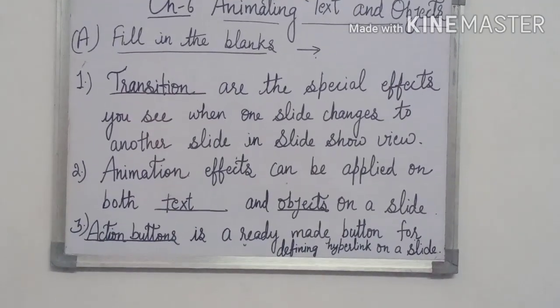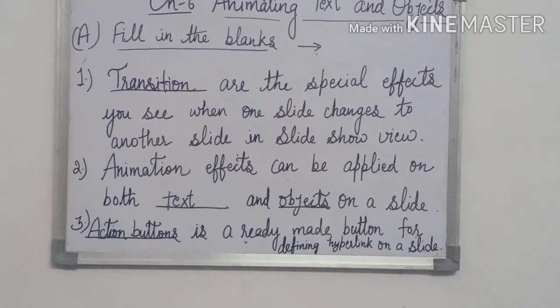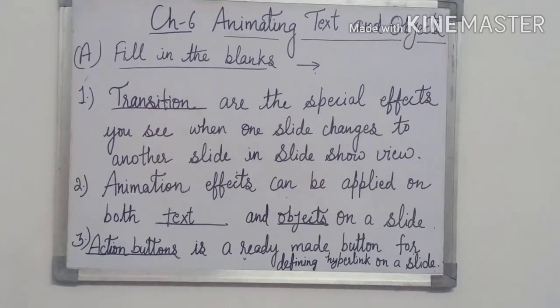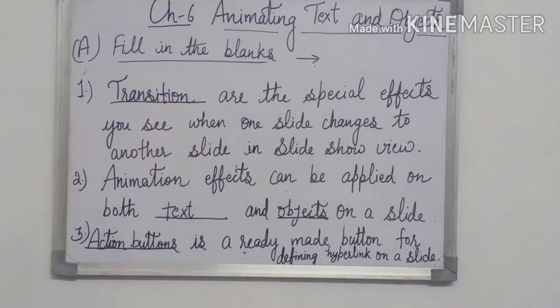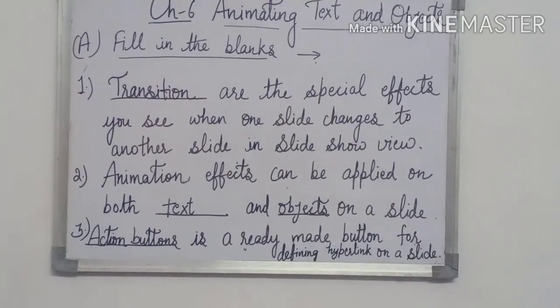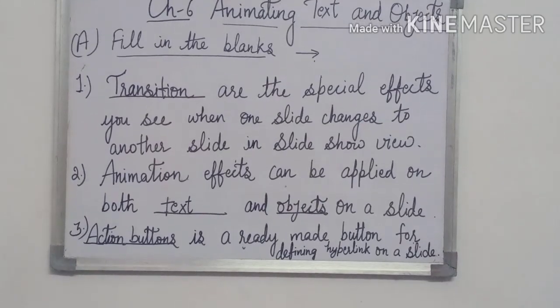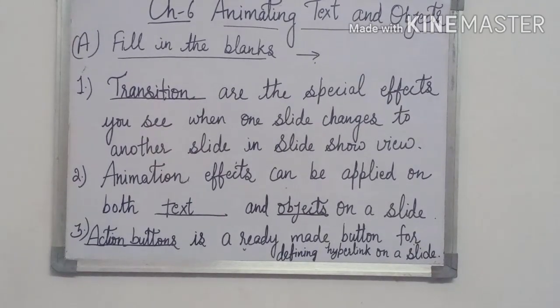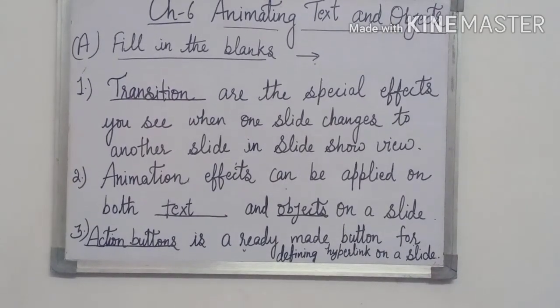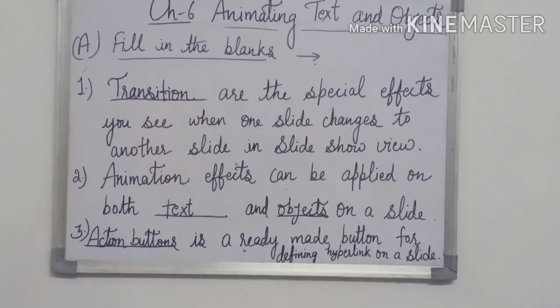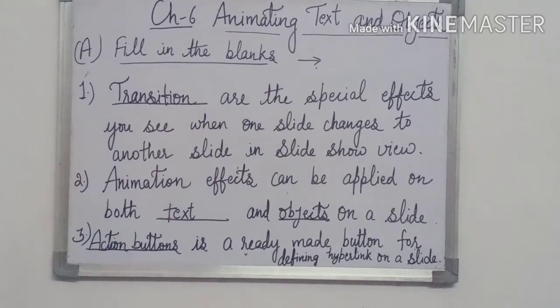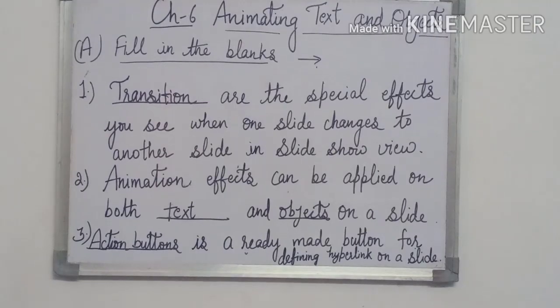Yes, now we are starting filling the blanks of chapter 6, animating text and objects. The first fill in the blanks is: dash are the special effects you see when one slide changes to another slide in a slideshow view. When we are changing from one slide to another slide, then what special effects can we give? We have already read in our chapter, that was the transition effect.